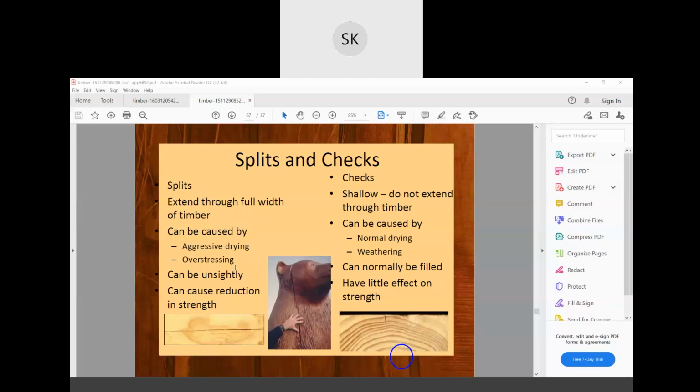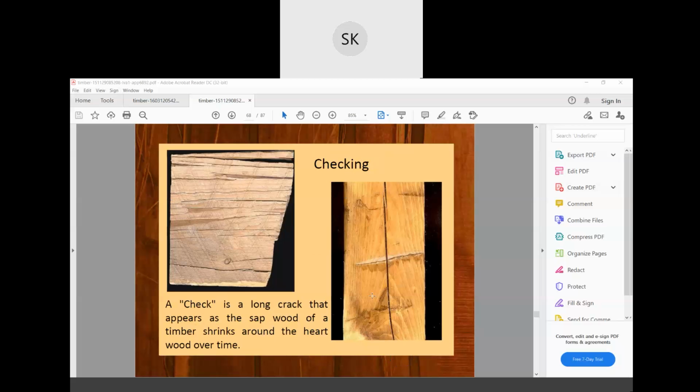It can be caused by aggressive drying, overstressing. It can be caused by normal drying and weathering. It can be unsightly. It can normally be filled. It can cause reduction in strength, or it will have little effect on strength.